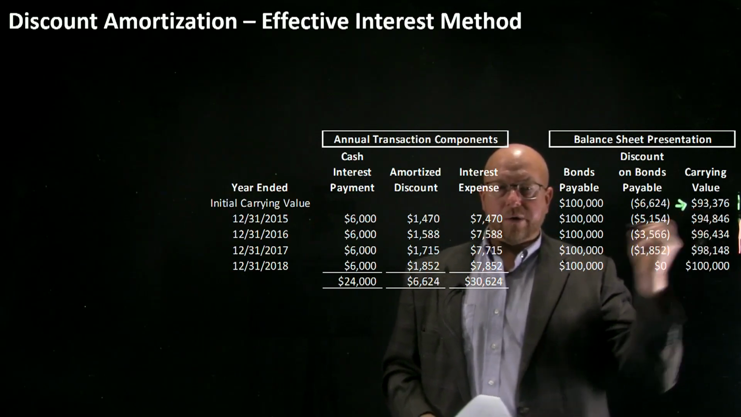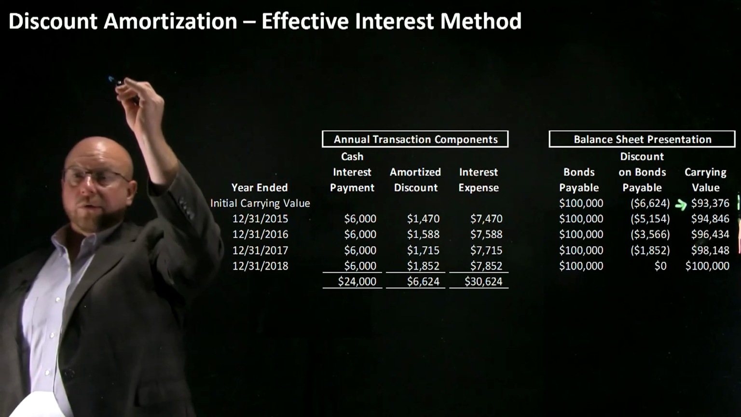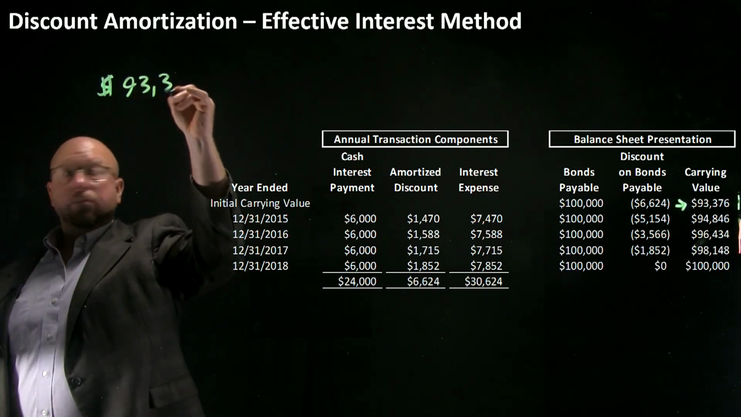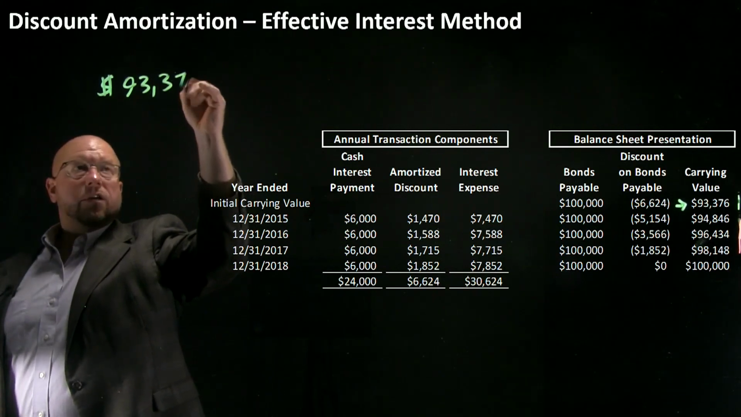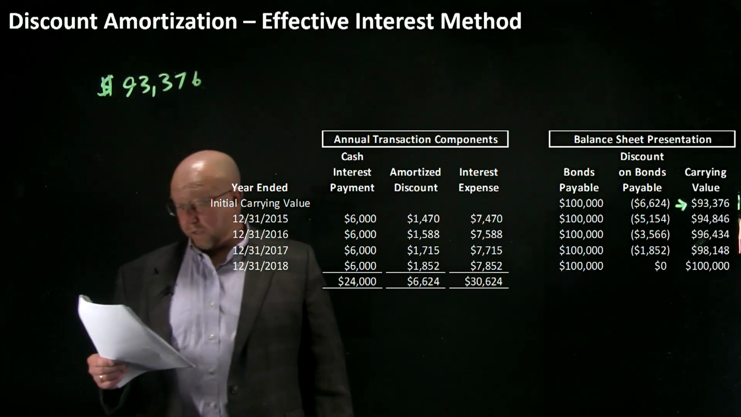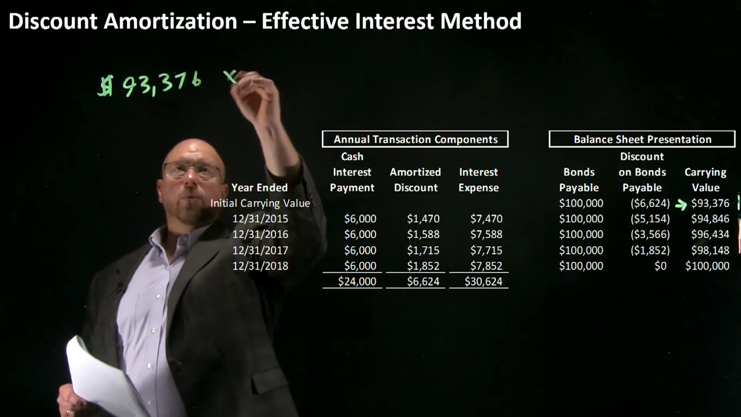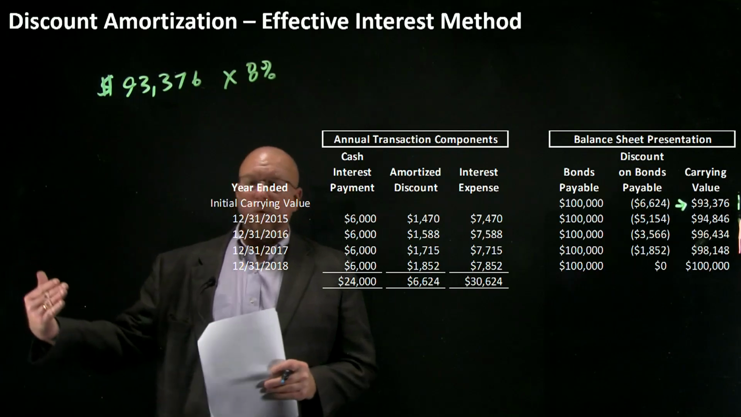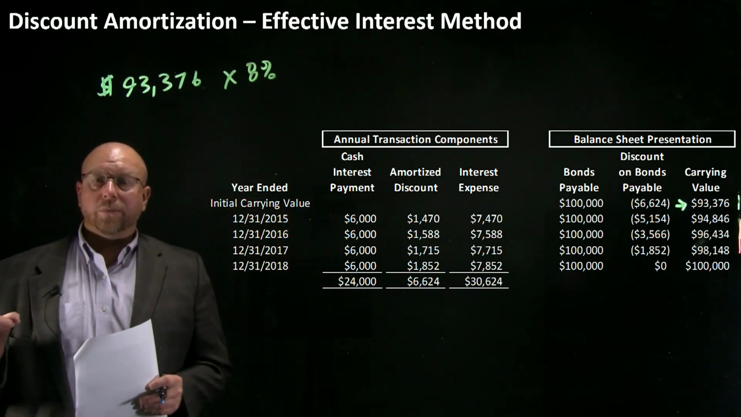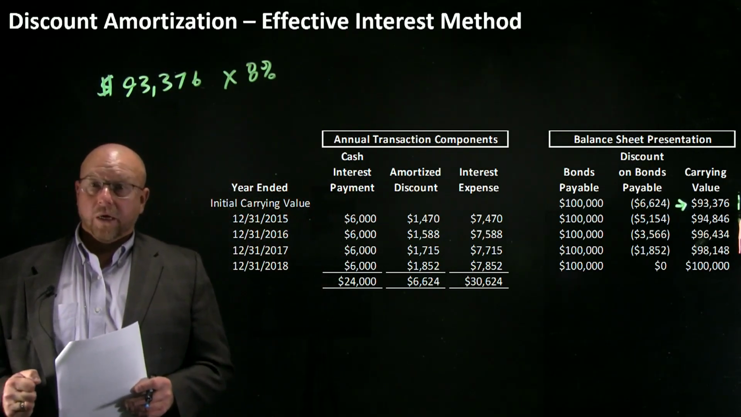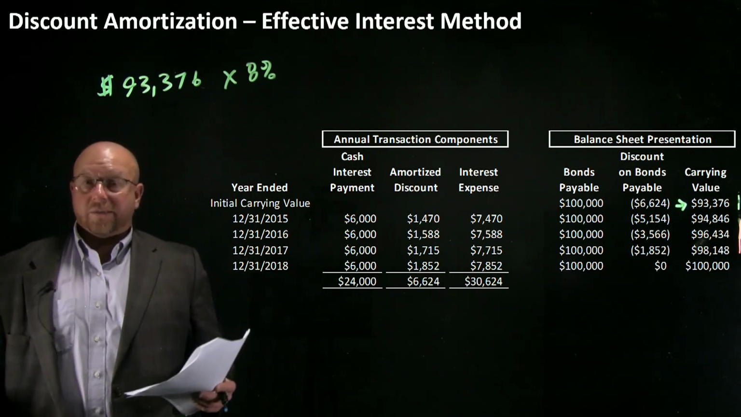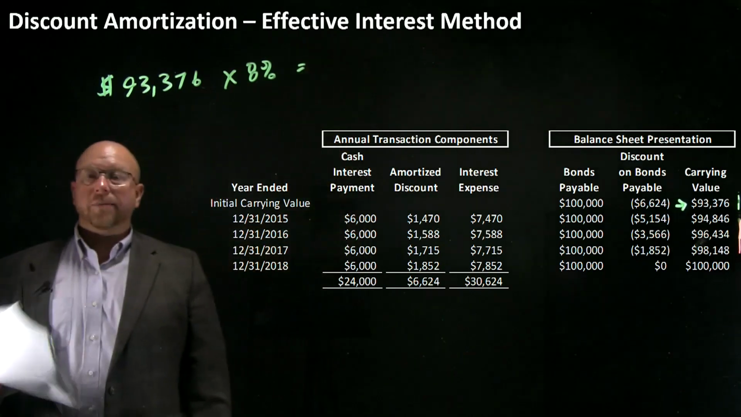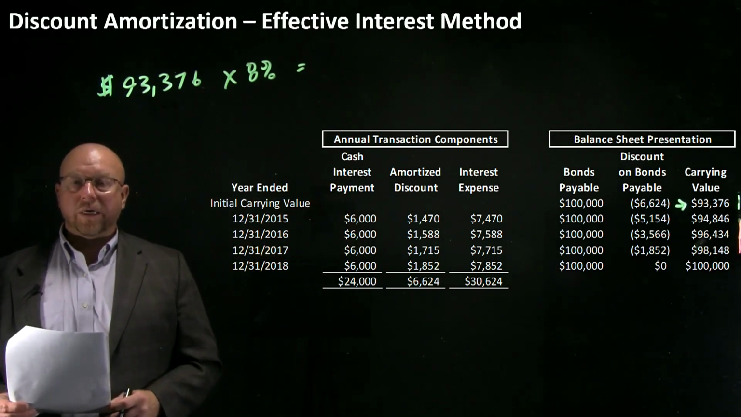You start with your initial carrying value. Now in this case, the carrying value is lower than the face value because it's a discount. When we were doing the premium situation, the carrying value was higher than the face value. And then we multiply by the market rate. Now that is one area where you could get tripped up. If you rewind and look at our premium discussion, we multiplied the carrying value times 4%, which was the market rate that caused these bonds to be issued at a premium. Now we're multiplying by 8%. That's the market rate that caused these bonds to be issued at a discount.